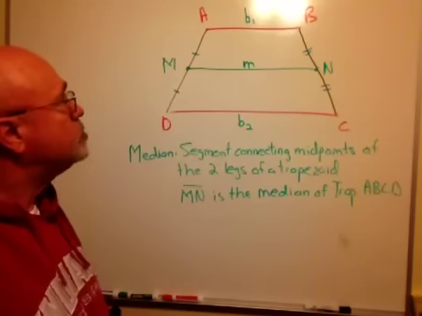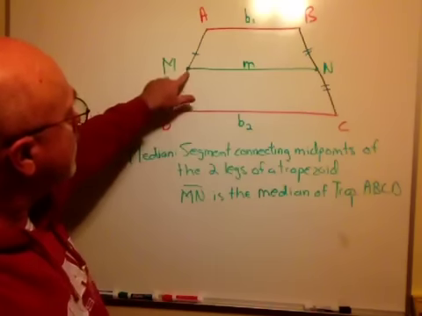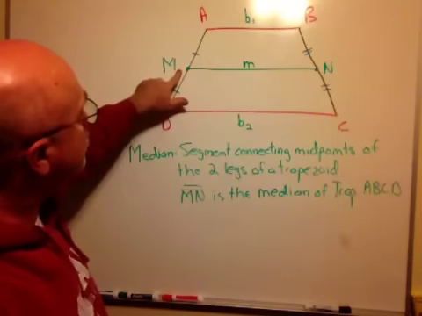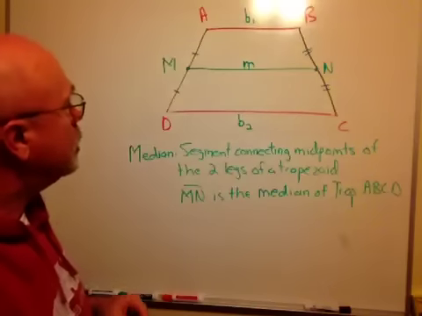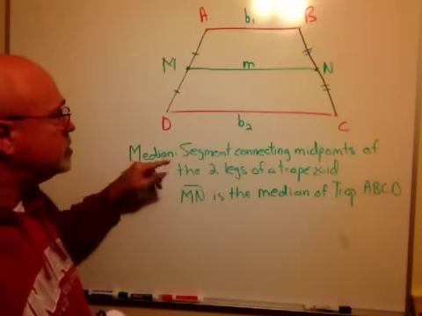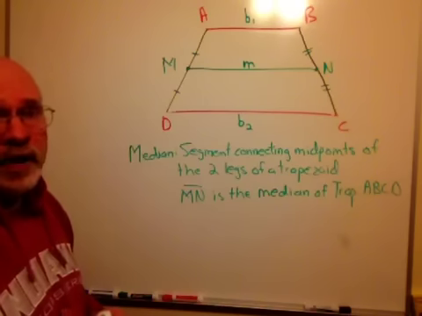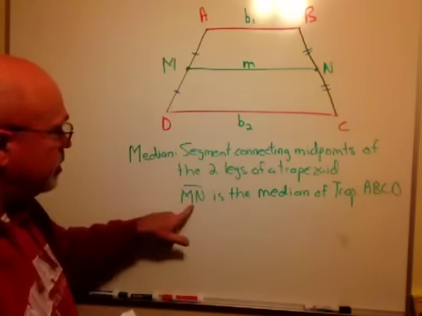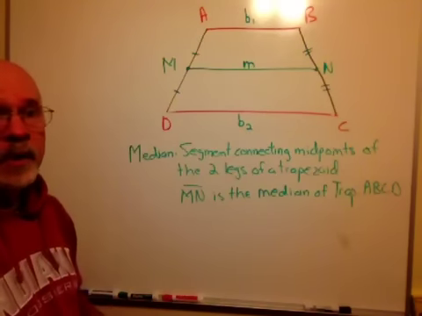I have on the board trapezoid ABCD and a segment MN where M is the midpoint of one leg and N is the midpoint of the other leg. We call segment MN the median of the trapezoid. A median is the segment connecting the midpoints of the two legs of the trapezoid. So segment MN is the median of trapezoid ABCD.